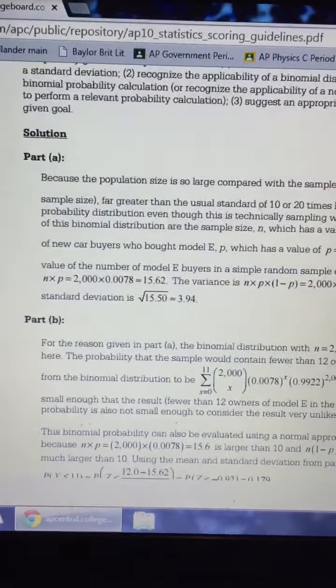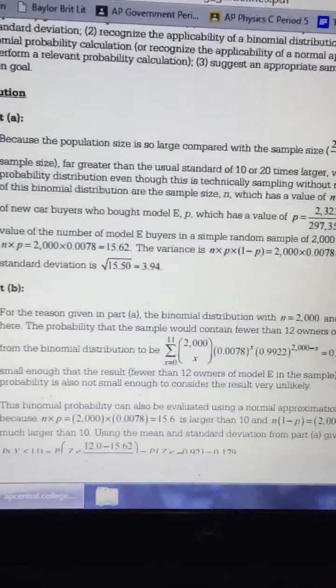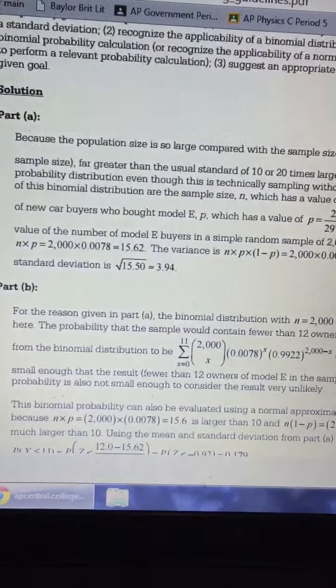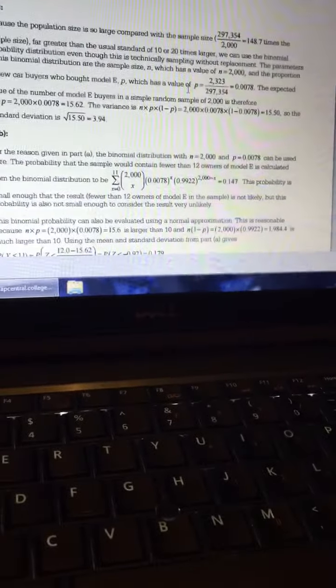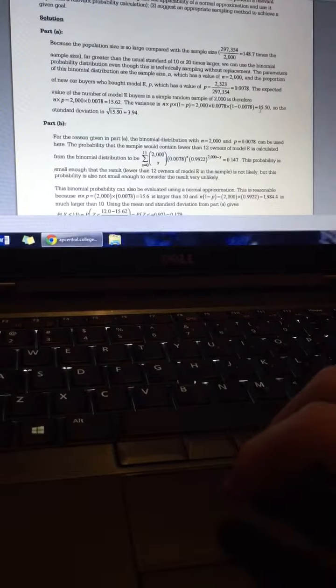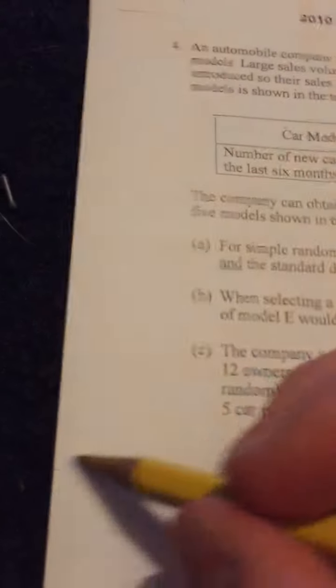So let's see. I did this part where we compared the population size right here, so that's good. We get the proportion right here. Sorry, I'm bad at highlighting. The proportion right there, and then the n times p I explained well, and the variance of n times p times 1 minus p. I got all these numbers correct, so A is scored as E.